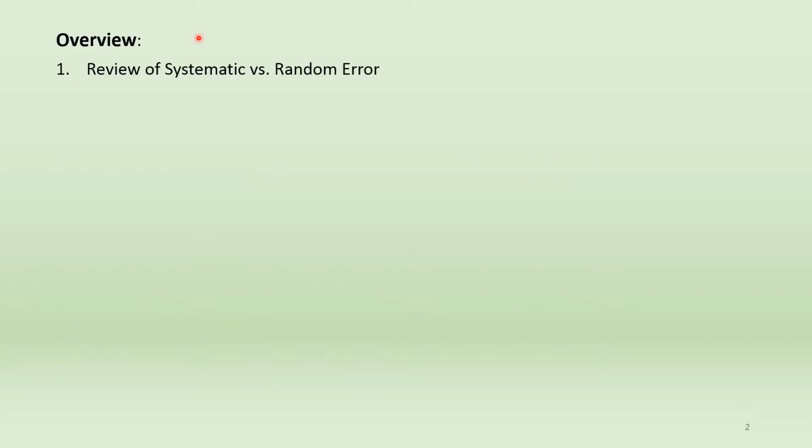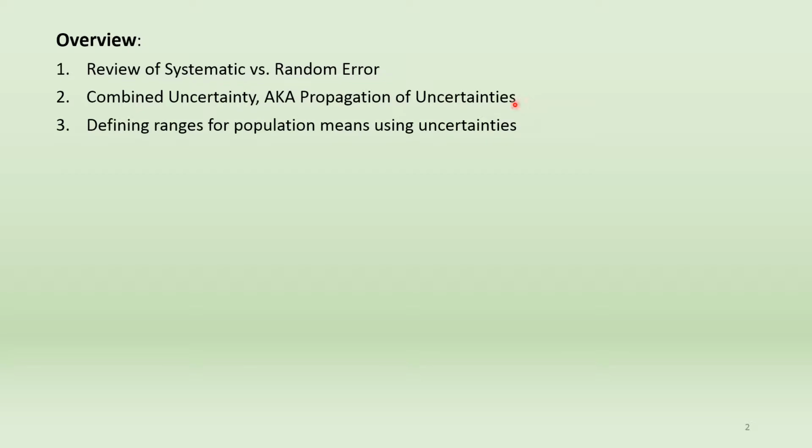So in this video, we're going to quickly review systematic versus random error, concepts we need to be familiar with. Then we're going to look at how to combine uncertainties. That's called the propagation of uncertainties. And then we'll define ranges for population means using these uncertainties.